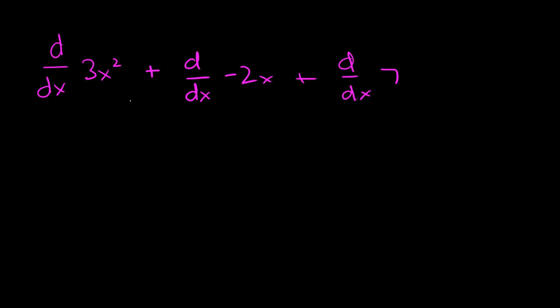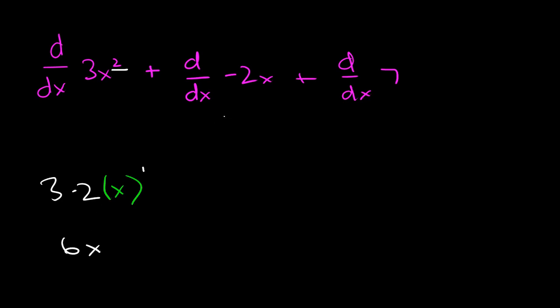The derivative of 3x squared is, well, we move our n value, which is 2, to the front, and our a value is 3. So 3 times 2 times x to the power n minus 1, which is just 2 minus 1, which is 1. So the derivative of 3x squared results in 6x.